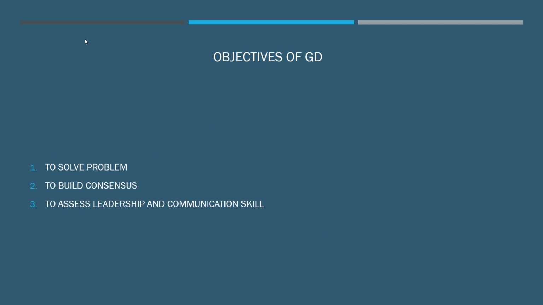First one, to solve the problem. That is, group discussions are organized by business concerns to generate creative ideas relating to a particular problem. Second one, to build consensus. Business concerns organize GDs to build consensus regarding a particular decision in the overall interests of the organization. Third point, to assess leadership and communication skills. That is, GDs help organizations to assess the leadership and communication skills of the candidates applying for a job.